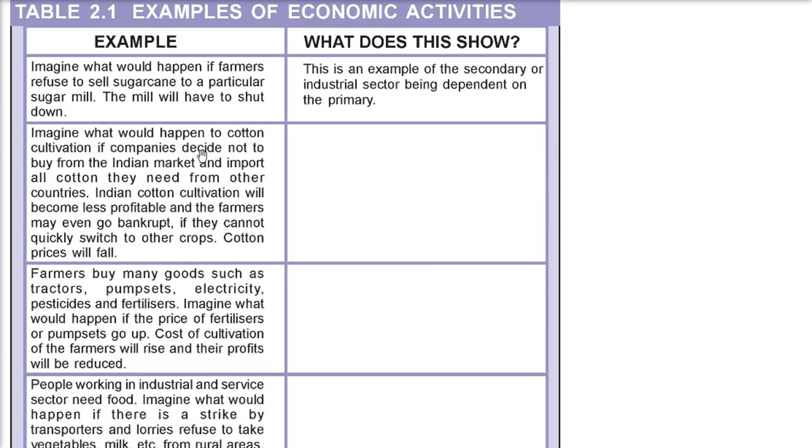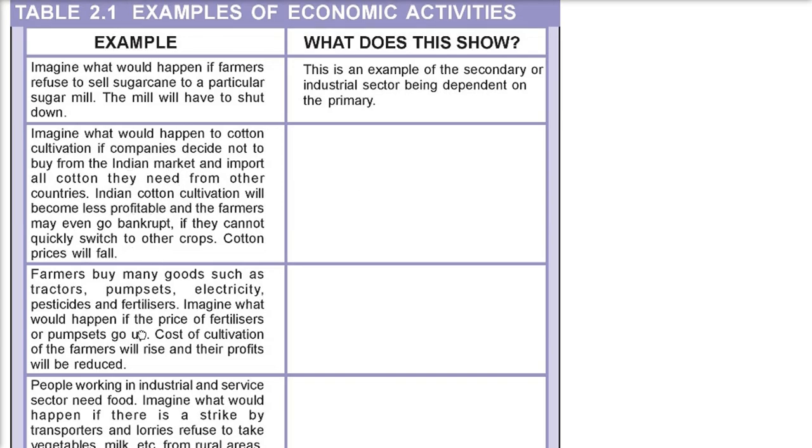Imagine what would happen to cotton cultivation if companies decide not to buy from the Indian market and rather import the cotton from the other countries. So Indian cotton cultivation will become less profitable and the farmers may even go bankrupt. If they cannot quickly switch to the other crop, cotton prices will fall. So here the secondary sector, or you can say the second division of the economy, is very important for the primary sector content to be consumed. If the cotton is not being consumed by the companies or the industries which belong to the secondary sector, the primary sector will fall.